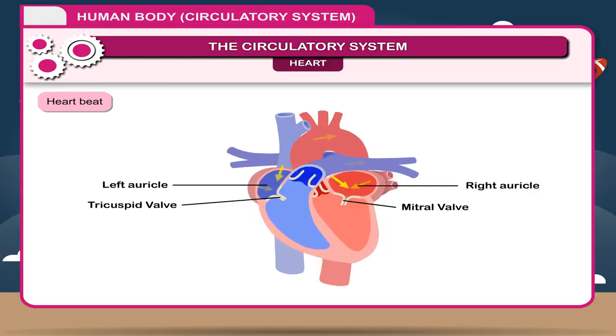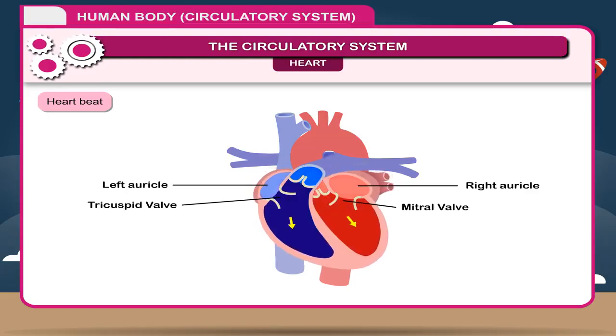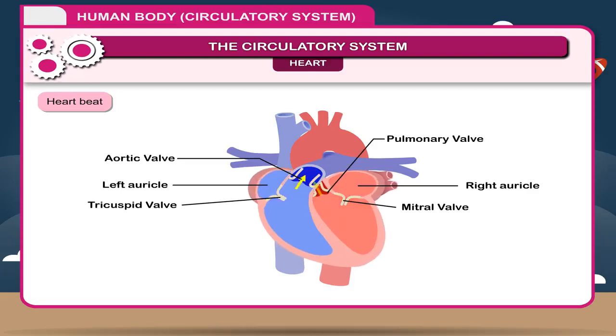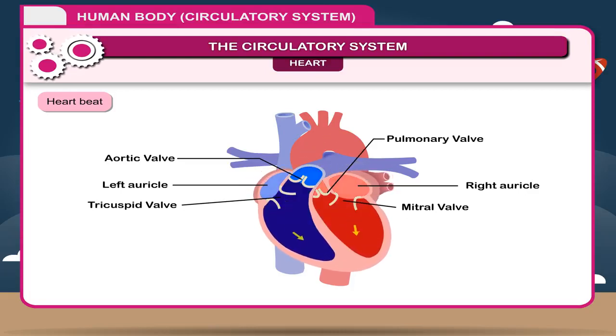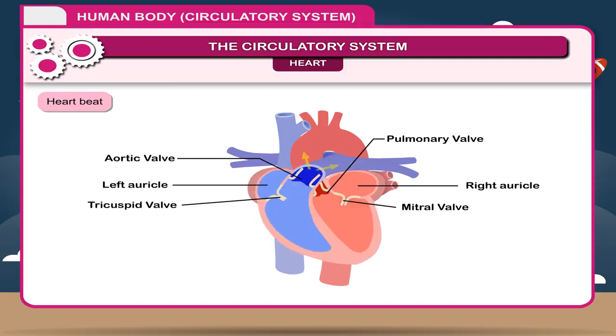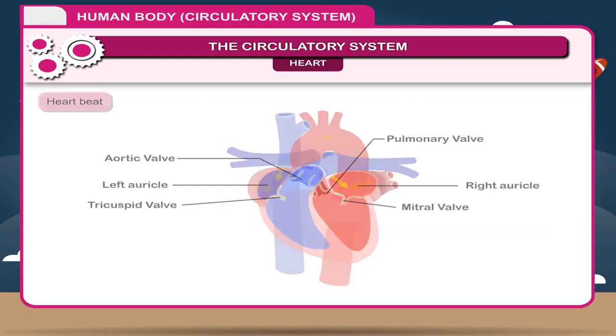During the systole stage, the filled ventricles contract and the mitral and tricuspid valves close, the aortic and pulmonary valves are forced open and blood pushes out into the arteries. Then the heart relaxes. The aortic and pulmonary valves close and diastole starts again.